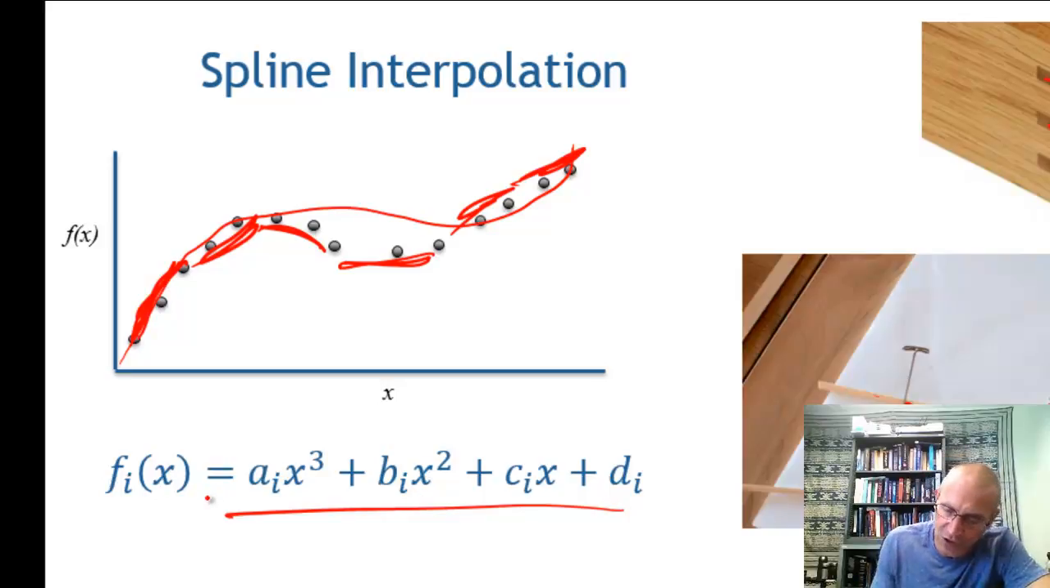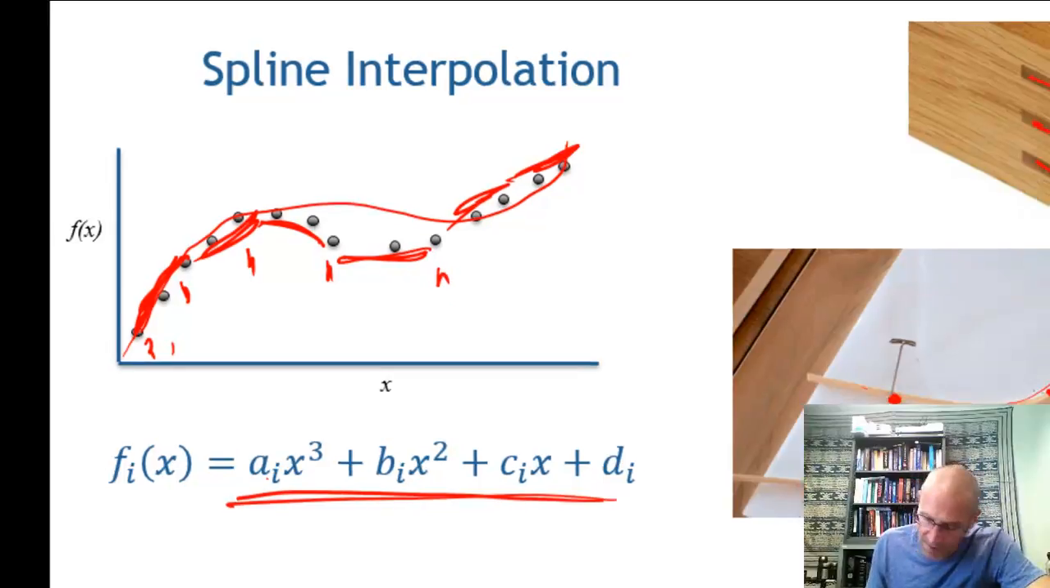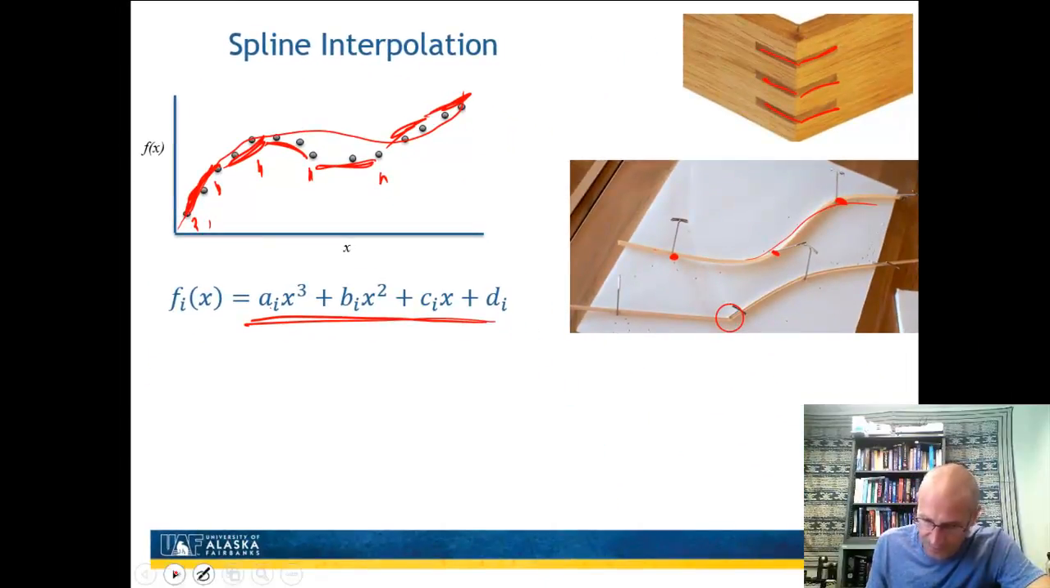The book's notation for splines is A, B, C, and D instead of A naughts and B naughts, so I'll stick with that as well. But what I'm doing is just fitting a function through that window there, and then that one, and that one, and that one. And what we're going to end up with is a fairly large matrix equation that we need to solve.